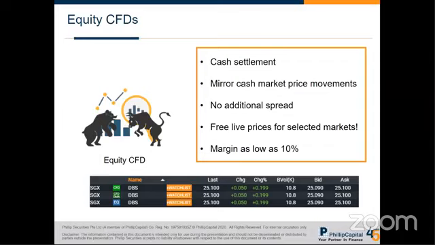CFD is very direct. When you buy, we just debit the money from your account. When you sell, we will credit your profit and the initial margin back to your account immediately, not subject to any cash settlement cycle.